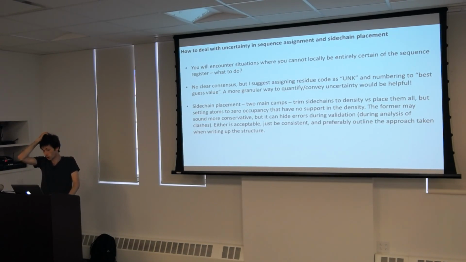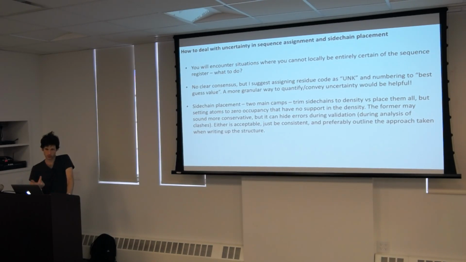Yeah, so make sure that the model conveys everything that it needs to. The other thing to think about in terms of ambiguity is sidechain placement. When to put sidechains and when not to. There's a couple of camps on this, and they basically come down to: trim them back until there are no atoms that are outside the density, or put everything in. There are arguments for both.